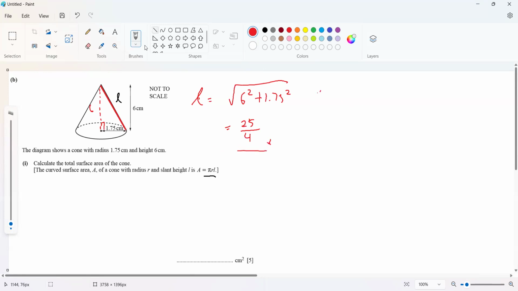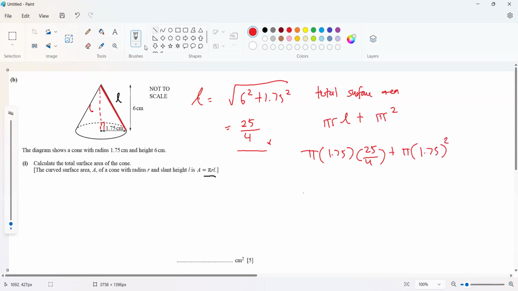Quite a good number. So from here, our total surface area would simply use our formula pi r l plus our circle at the bottom, pi r squared. I'll just plug in the values straight away. So it'll be pi times r, which is 1.75, times l, which is 25 over 4, plus pi times the radius 1.75, the whole thing squared. We can just do calculator work from here, not much else to consider. And that would be 14 pi, or to simplify, 44.0 in three significant figures, cm squared. So that is for B.